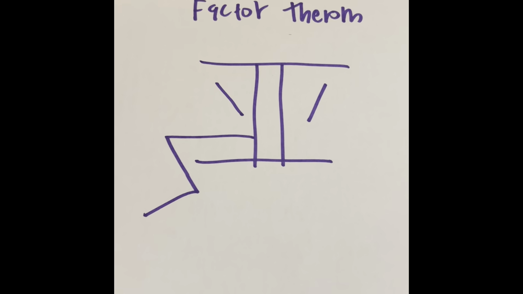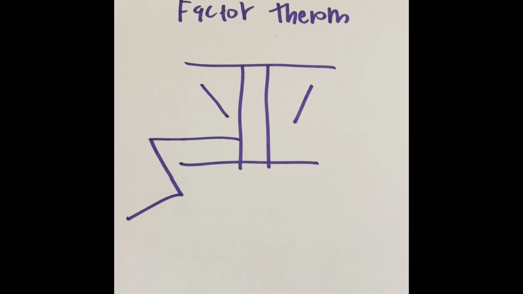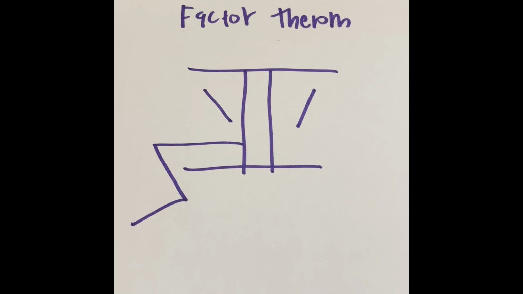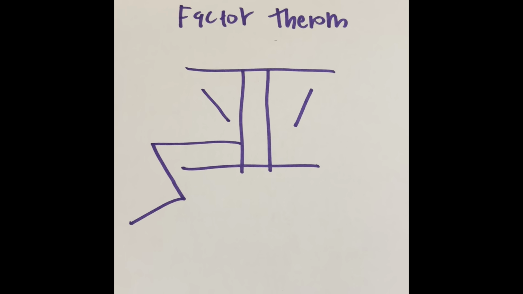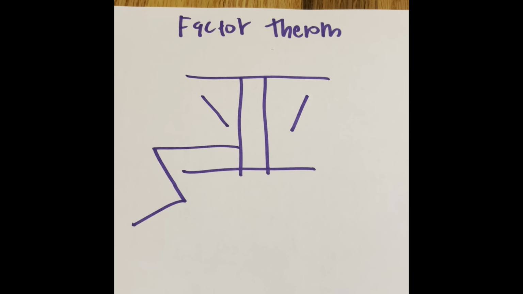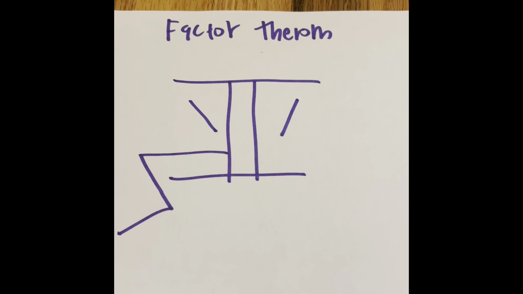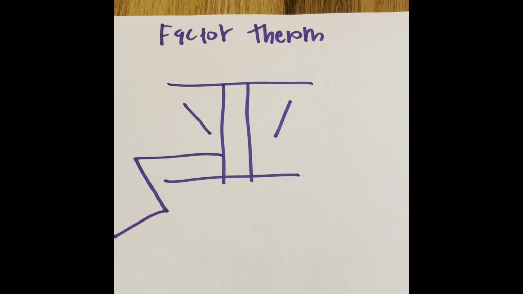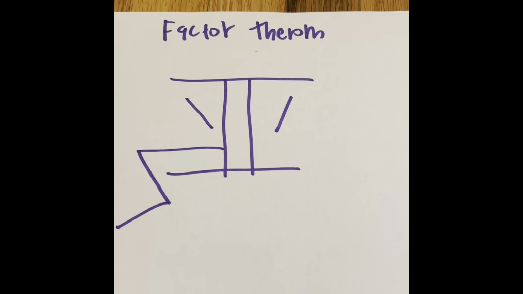Hey, Talking About Math and History, and we are going to take a look at the factor theorem. What we're going to do is look at 4 different theorems and explain how they can make factoring polynomials and finding the zeros a lot easier.